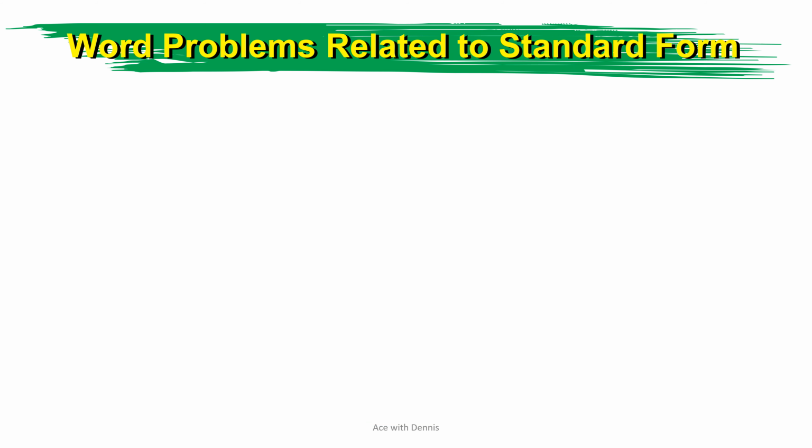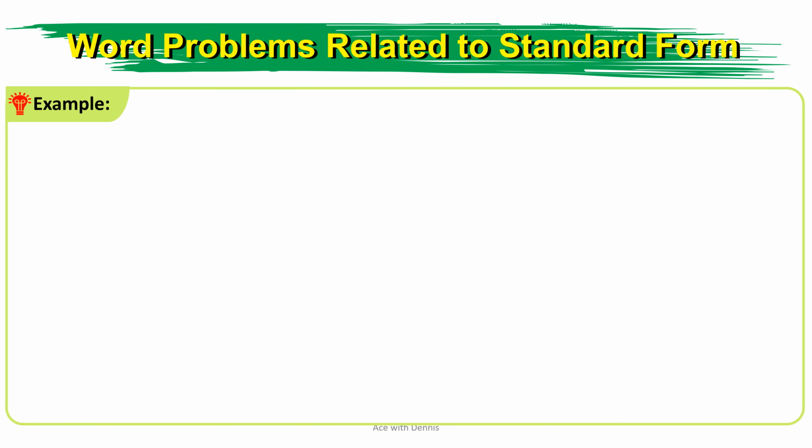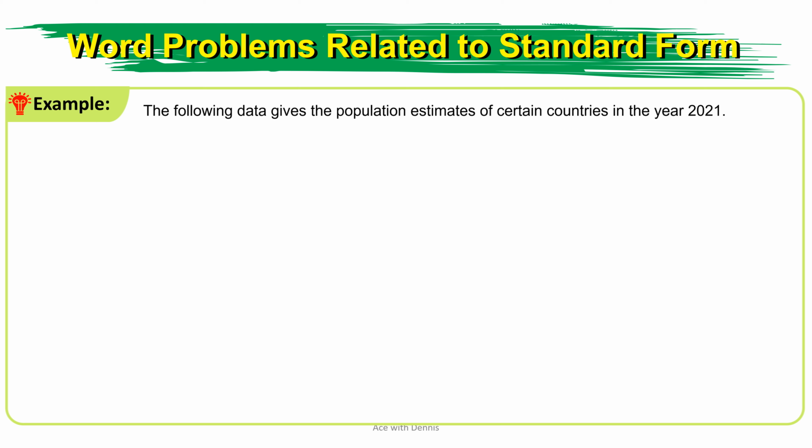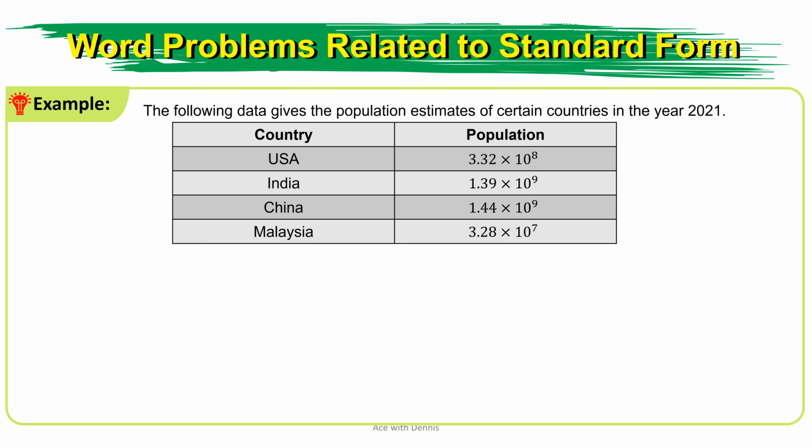Now, let's look at word problems related to standard form. Here is an example. The following data gives the population estimates of certain countries in the year 2021. Here is the data. For USA, the population is 3.32 times 10 to the power 8. India is 1.39 times 10 to the power 9. The population of China is 1.44 times 10 to the power 9. And Malaysia, the population is 3.28 times 10 to the power 7.